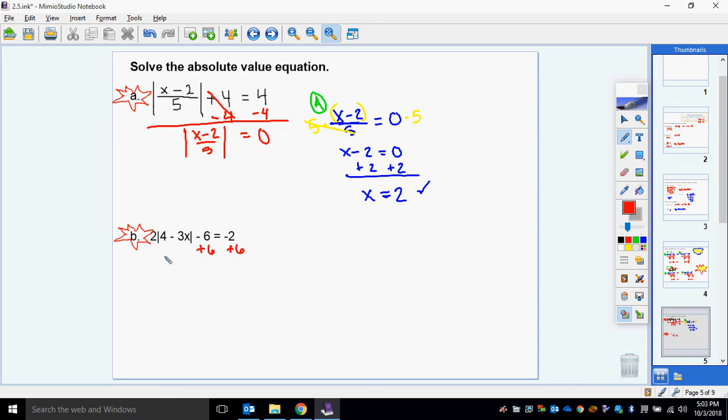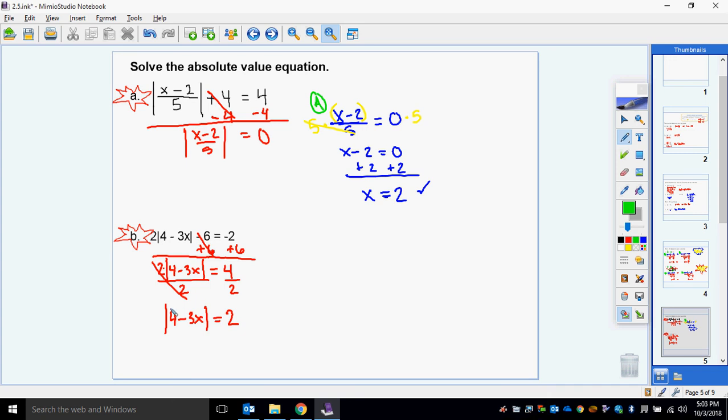So we're going to add 6, drop down the 2 times absolute value of 4 minus 3x. -2 plus 6 is 4. Now that we got rid of the guy in the watchtower, we need to get rid of the guy by the jail cell. So this 2 is being multiplied by the absolute value, and to undo multiplication, we need to divide. If we do it on one side, we have to do it on the other. So then it comes down to the absolute value of 4 minus 3x equal to 2.